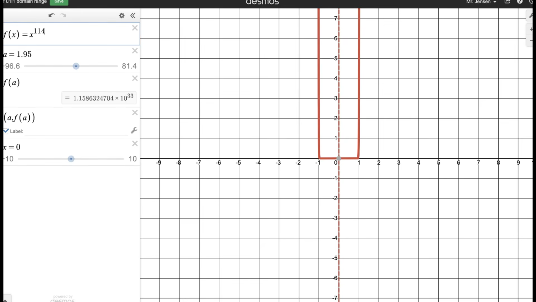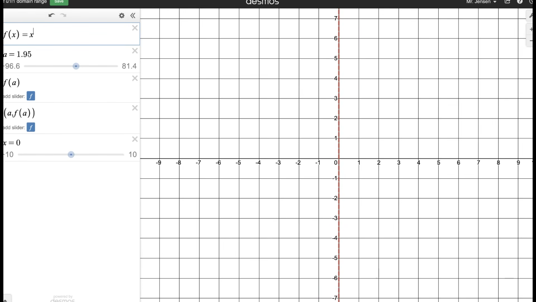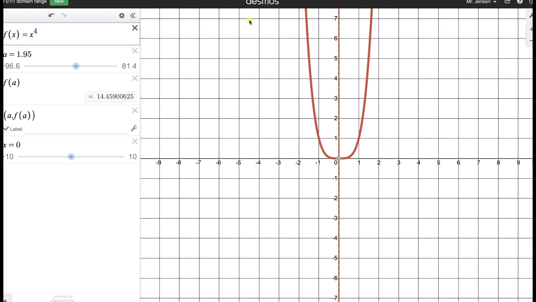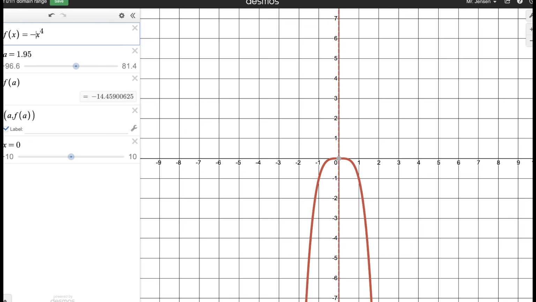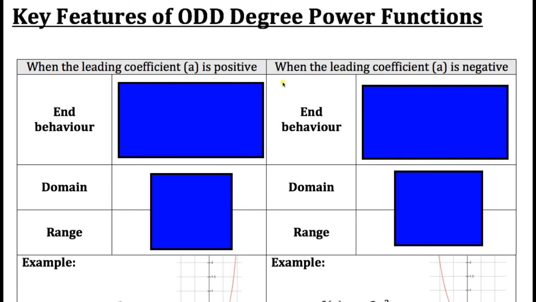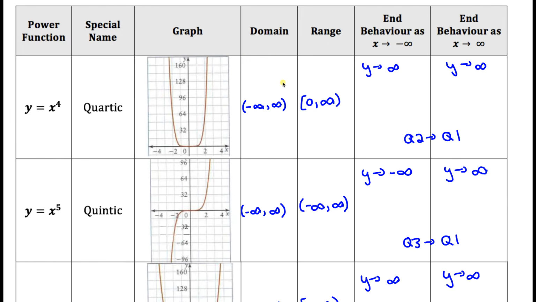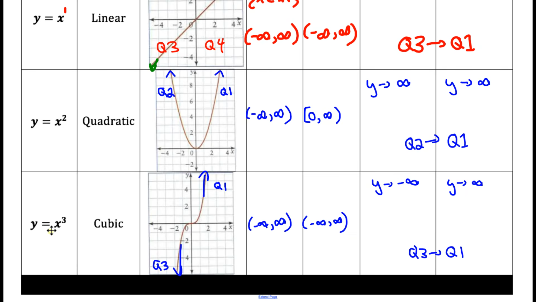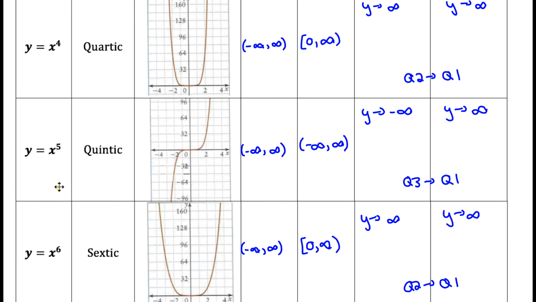All even degree power functions, let me put this back to like x to the 4, let's say. They all have line symmetry at the y-axis, so at the line x equals 0. Even if I flipped this upside down, it still has the line symmetry at the y-axis. Okay, now let's talk about odd degree power functions. So odd degree power functions in our chart that we filled out would be the degree 1, the degree 3, and the degree 5 functions.